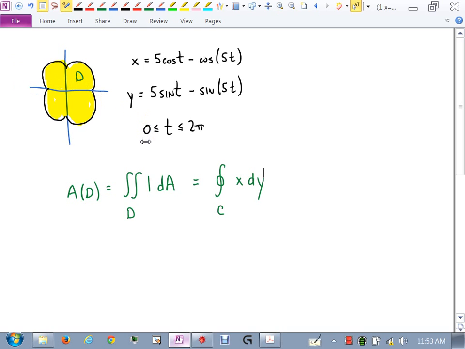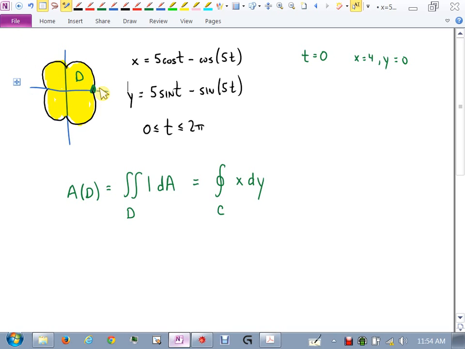Should be. So how could we check? How about we start at 0 and see where we are? We start at 0, what point do we get? So if t is 0, cosine of 0 is 1, right? So where are we? 5 minus 1 is 4, so we should have an x-coordinate of 4, and then a y-coordinate of, same thing, sine's going to give you 0, so you get 0. So we're right at this point, okay?